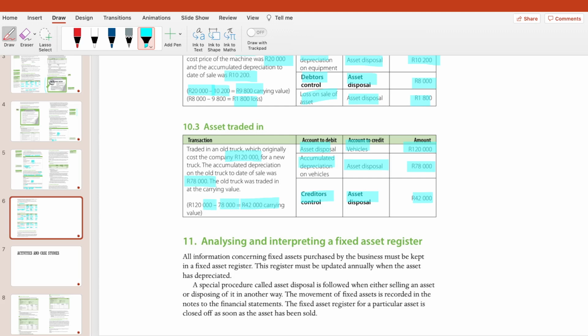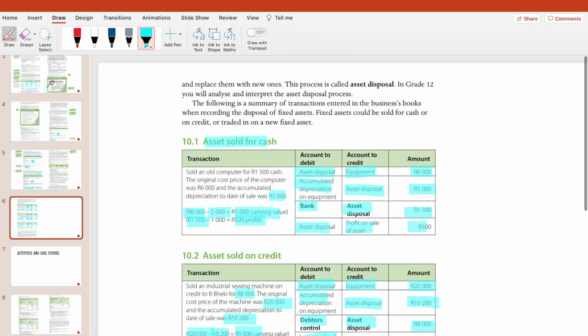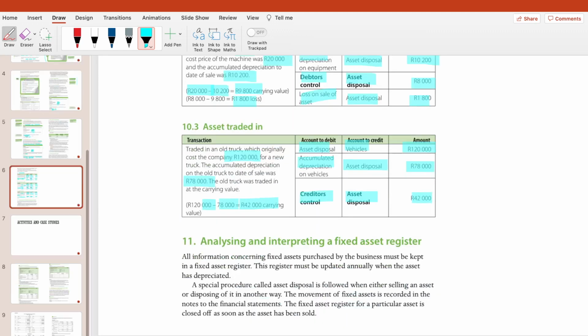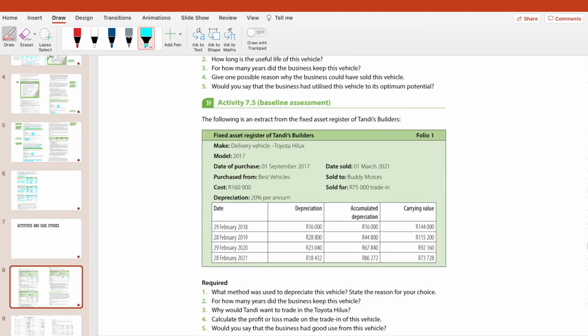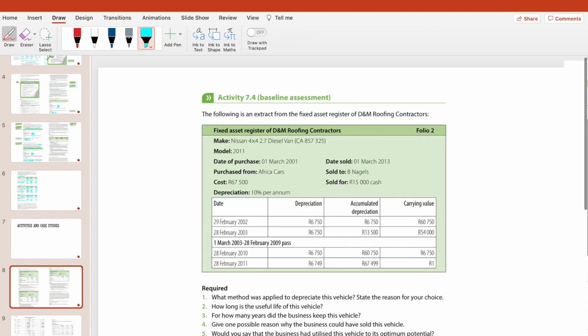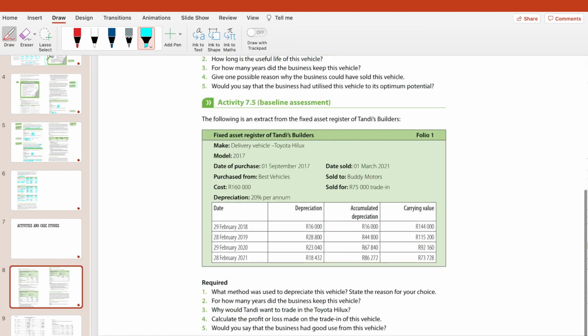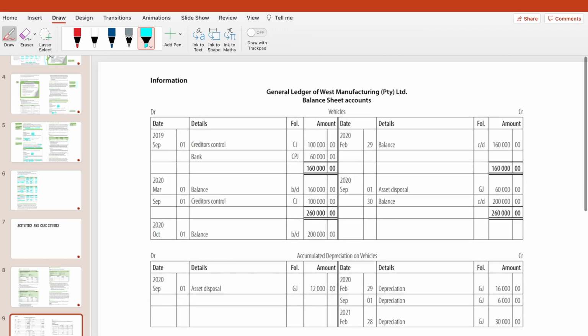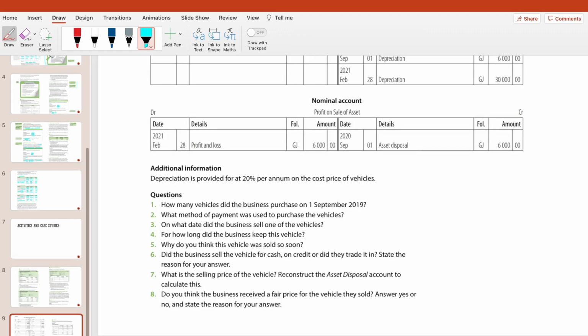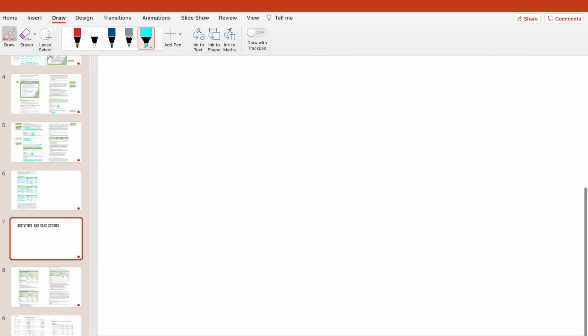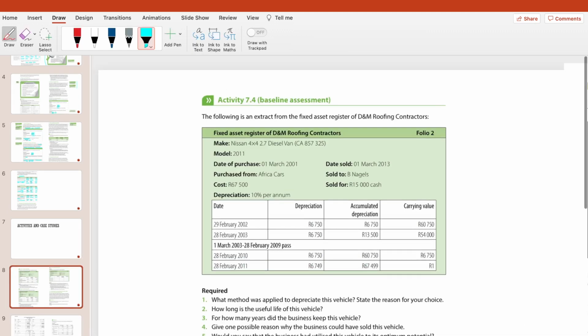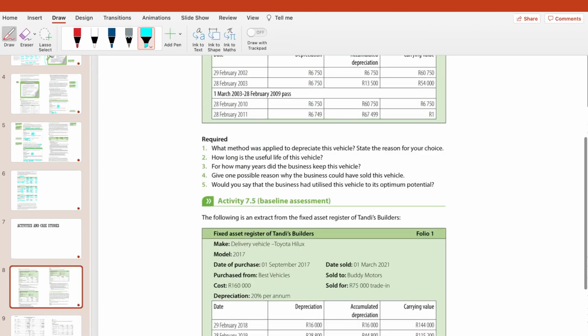Okay, so that was our fixed assets. There are some activities that you can do to check yourself if you understand the work. Sorry, I thought there was a case study, but that was from another one. So there are some activities. Please go through them. It is quite a long three lessons.